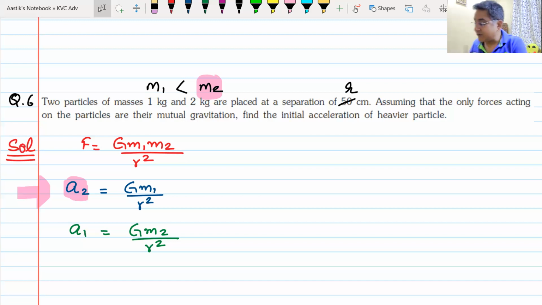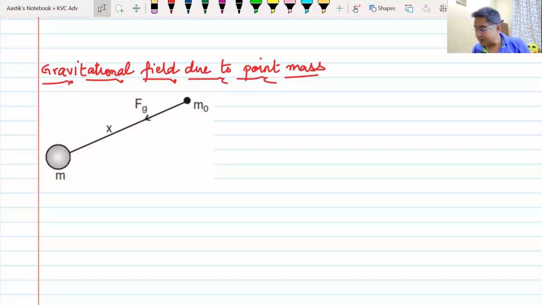How will you find out the gravitational field due to a point mass? This is a point mass m.